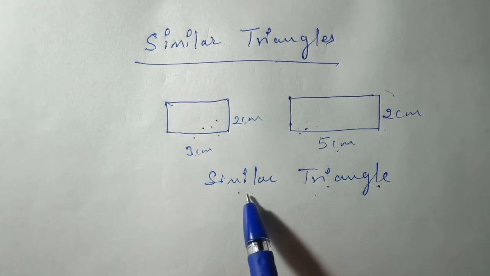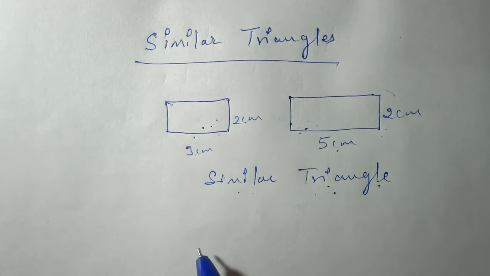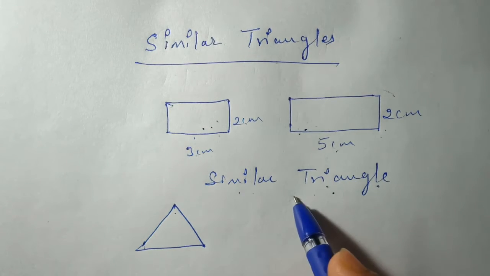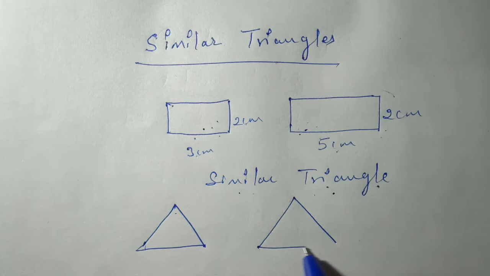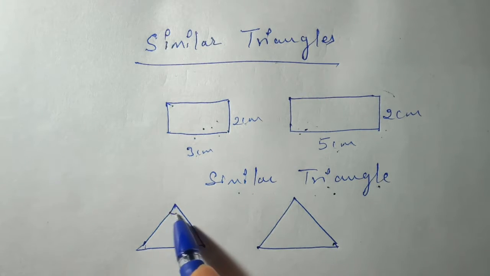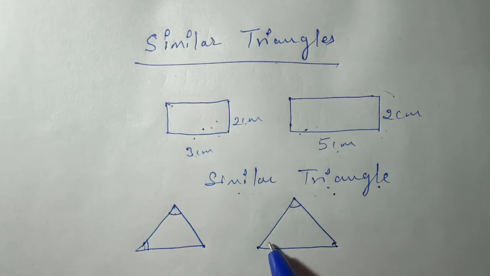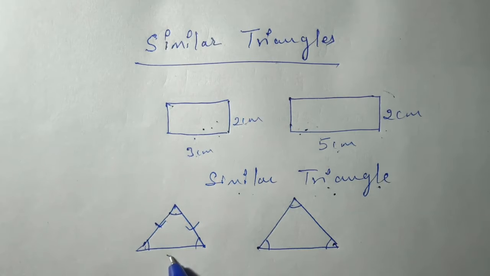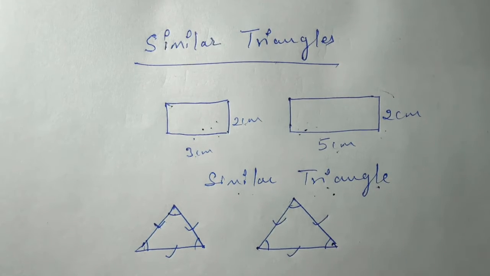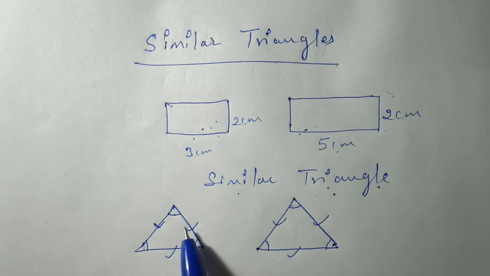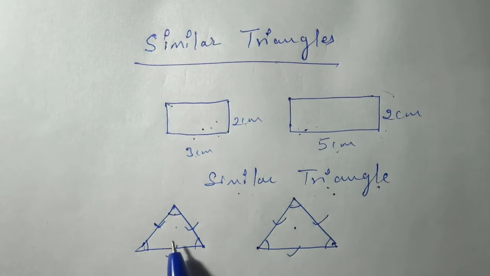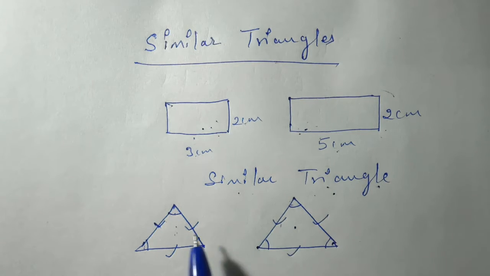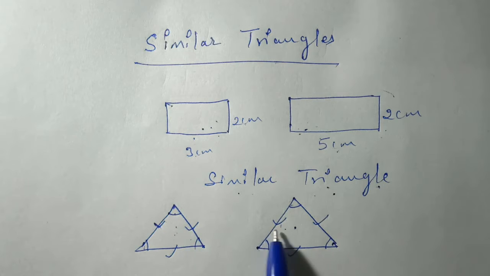When we come to the size of a triangle, we come to the parts of the triangle. Among the parts of the triangle, if we exclude the vertices, we have angles and the sides. So if we come to the size of the triangles, then we will say two triangles are similar if they have different size.